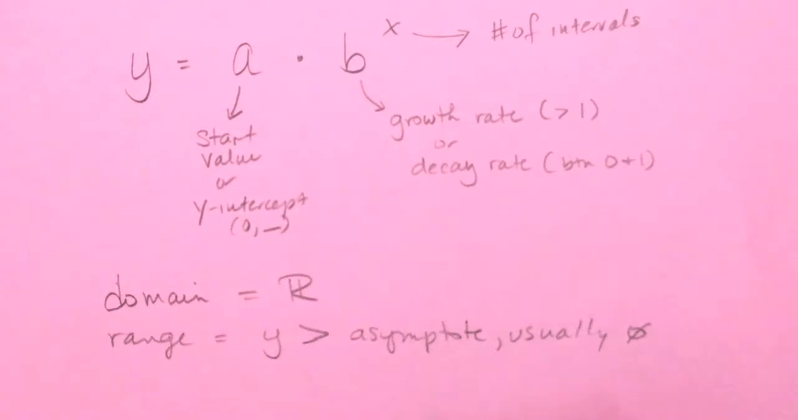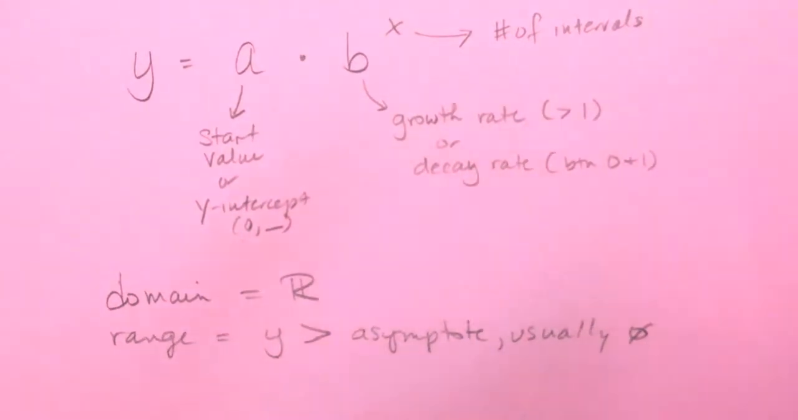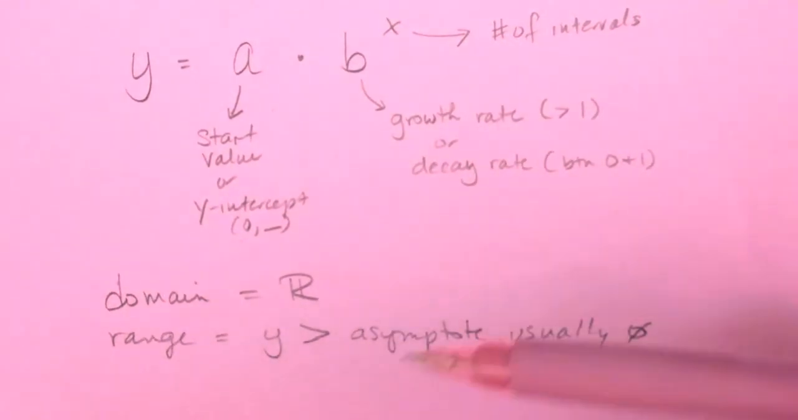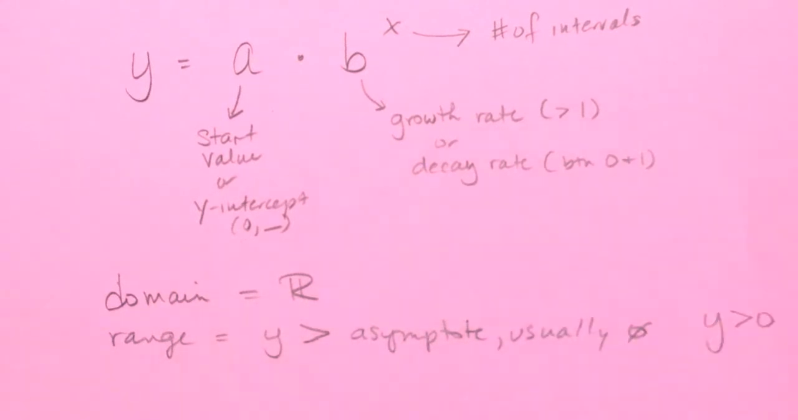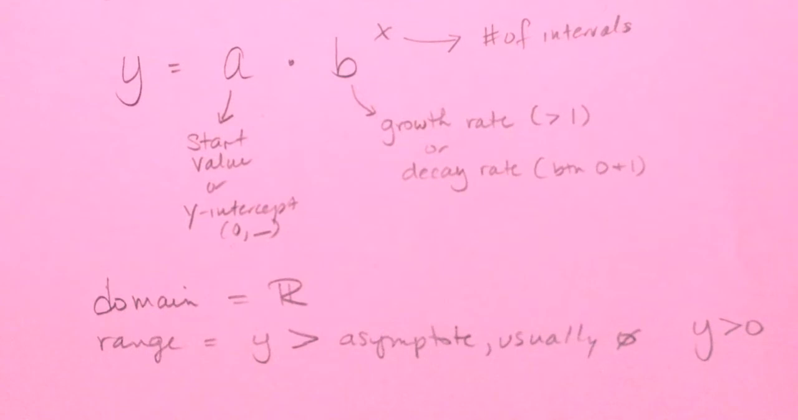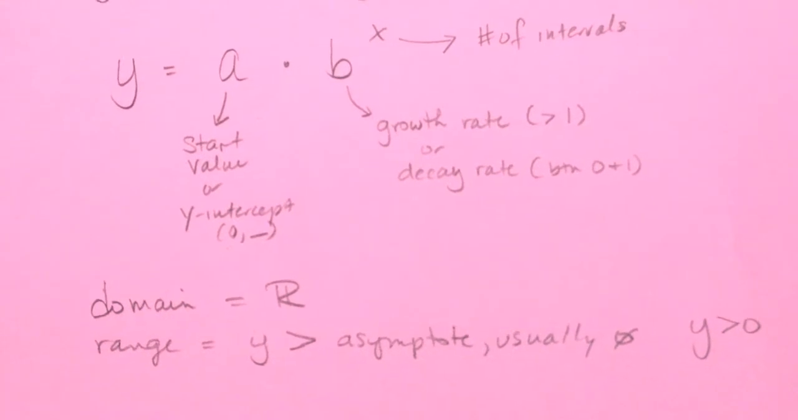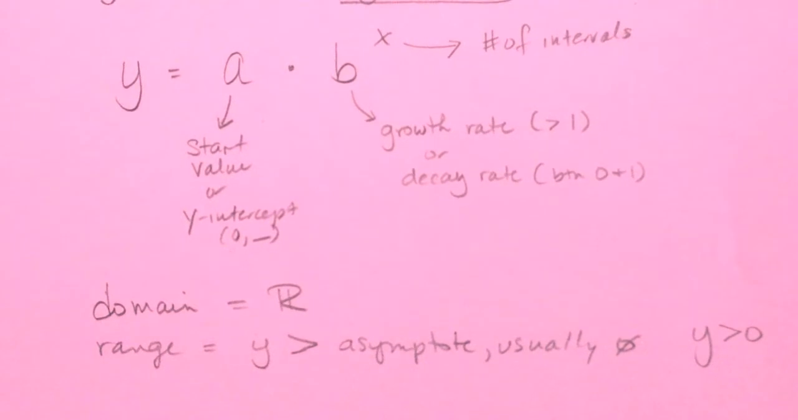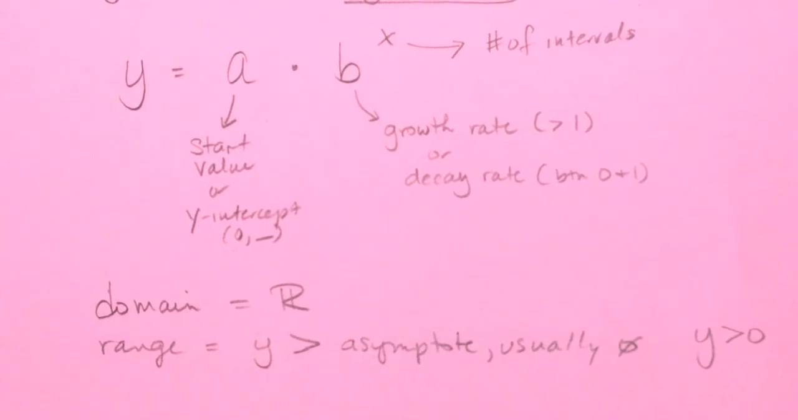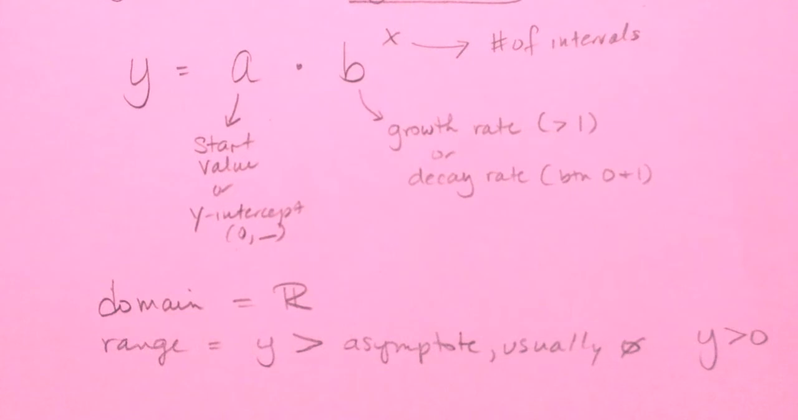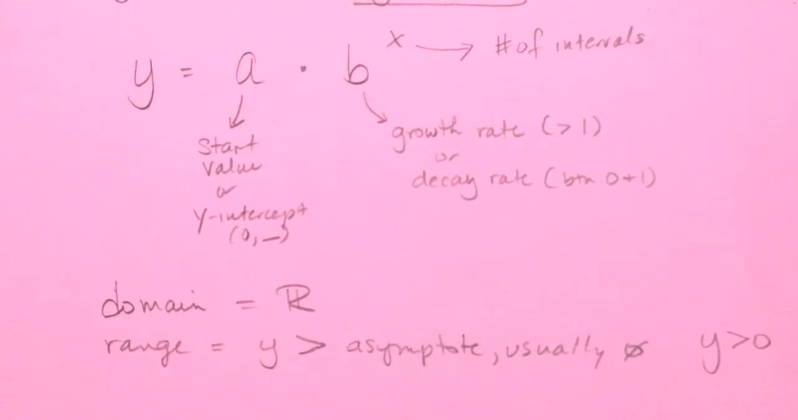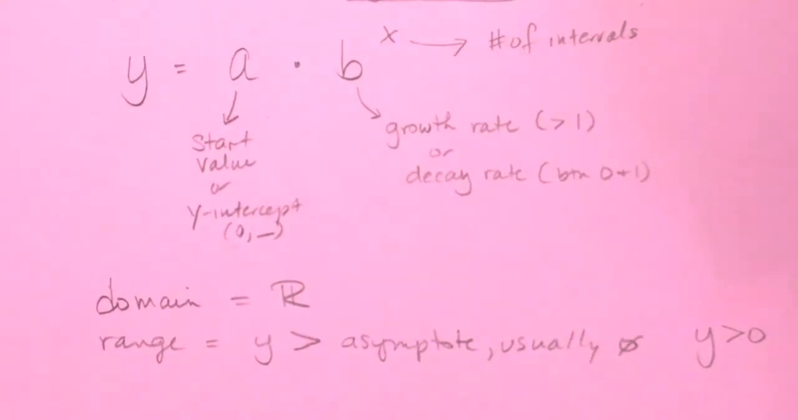Now again, this is just with a function, not with a situation. And our range is y is greater than the asymptote. Usually that's 0, so usually it's y is greater than 0. But it is possible that they will show you a graph or talk about a situation where the asymptote is some other number. Whatever number it's approaching, the range is y is greater than that number. If they don't tell you, then it's probably 0, because 99 times out of 100 it is.